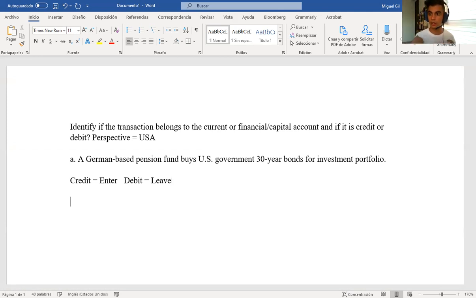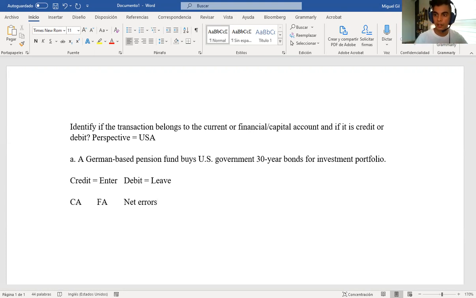And the second thing is to classify the transaction according to the account. So we have current account. You can write it like this, current account, it's okay. Financial and capital account, like that, or you can also say net errors and omissions, okay?